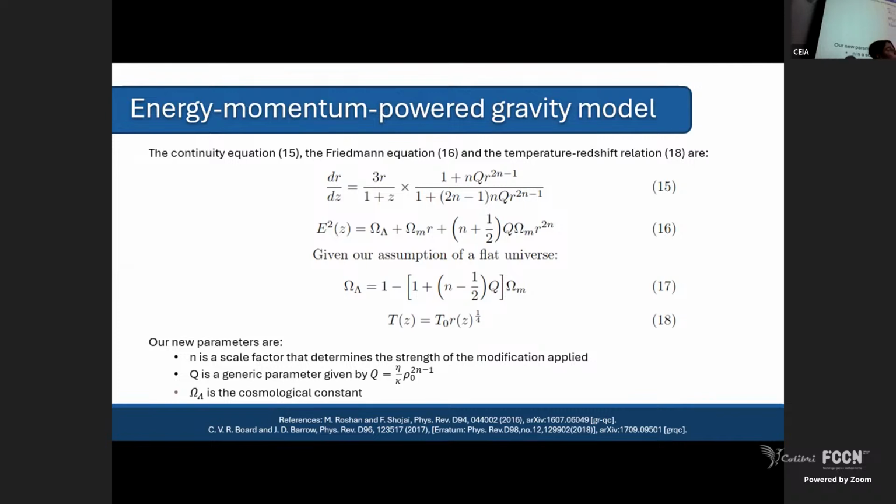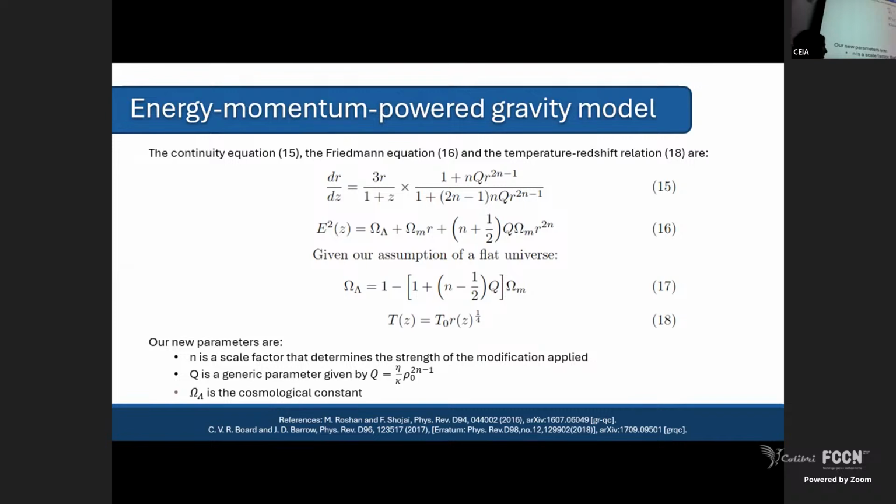Why? Because n is the power of the tensor, the tensor is to the power 2n. So imagine T power 2n. The larger the n, the larger the implication of that tensor. Q is just a generic parameter. It's easier to do the calculations with Q, but Q is dependent only on n. The other ones are constants.